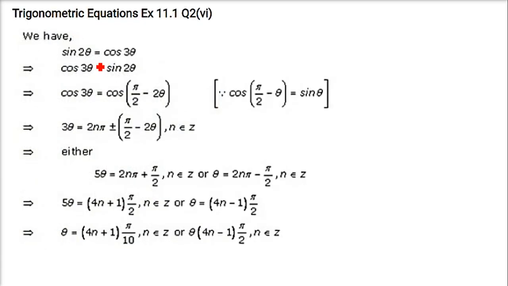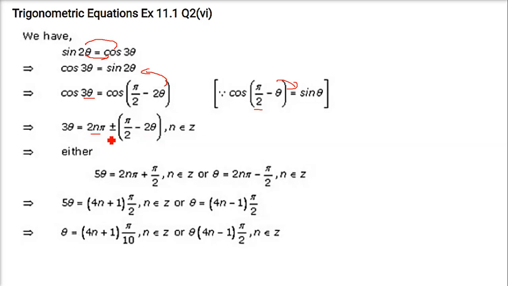Now sin 2 theta is cos 3 theta. So now you can bring this here and bring this here. So cos theta will be equal to sin 2 theta. Now sin 2 theta can be written as cos pi by 2 minus 2 theta, because cos 90 minus theta is sin theta. So cos pi by 2 minus 2 theta is eventually sin 2 theta only. So what do you get here? Pi by 2 minus theta. So 3 theta will be equal to 2n pi plus minus pi by 2 minus 2 theta.